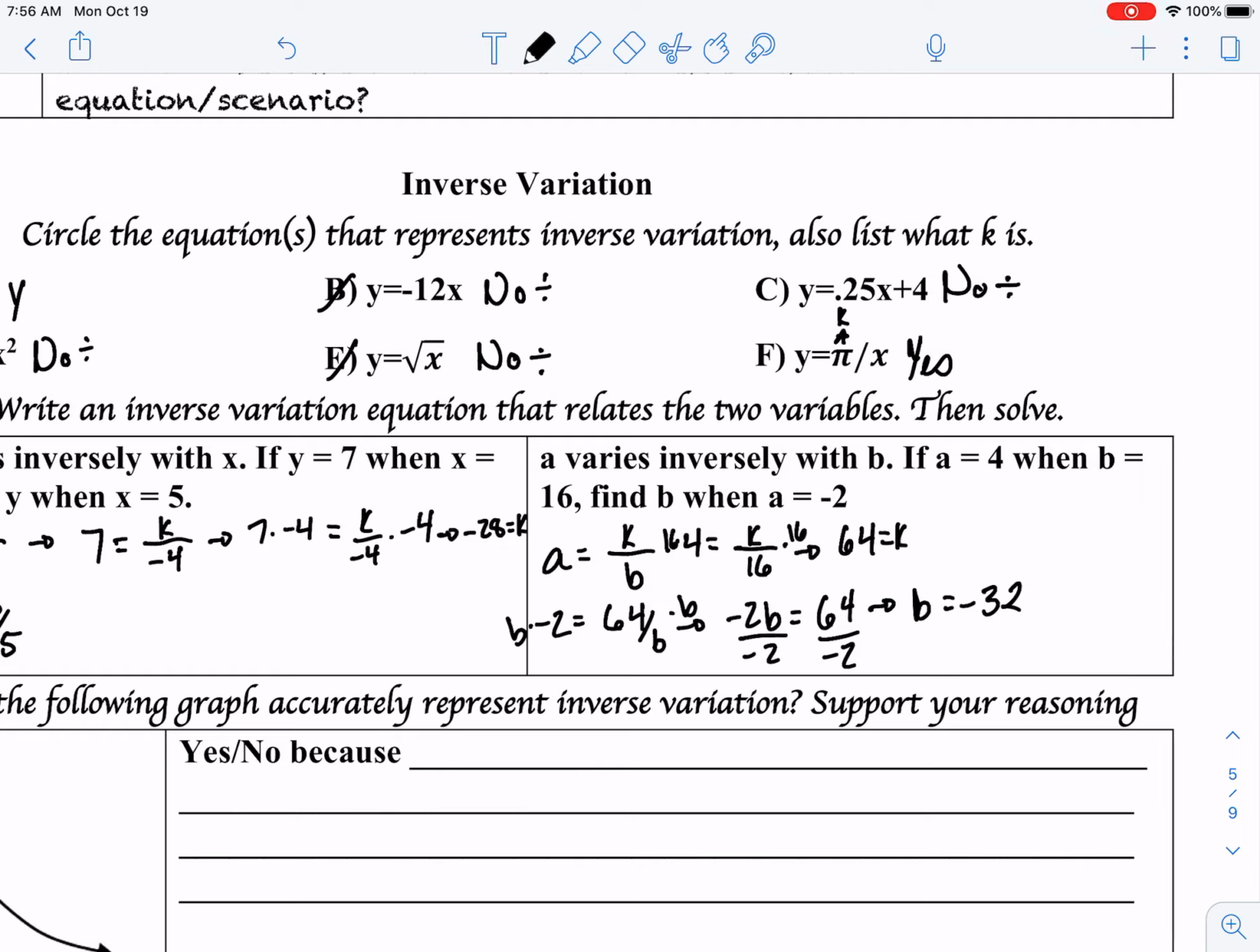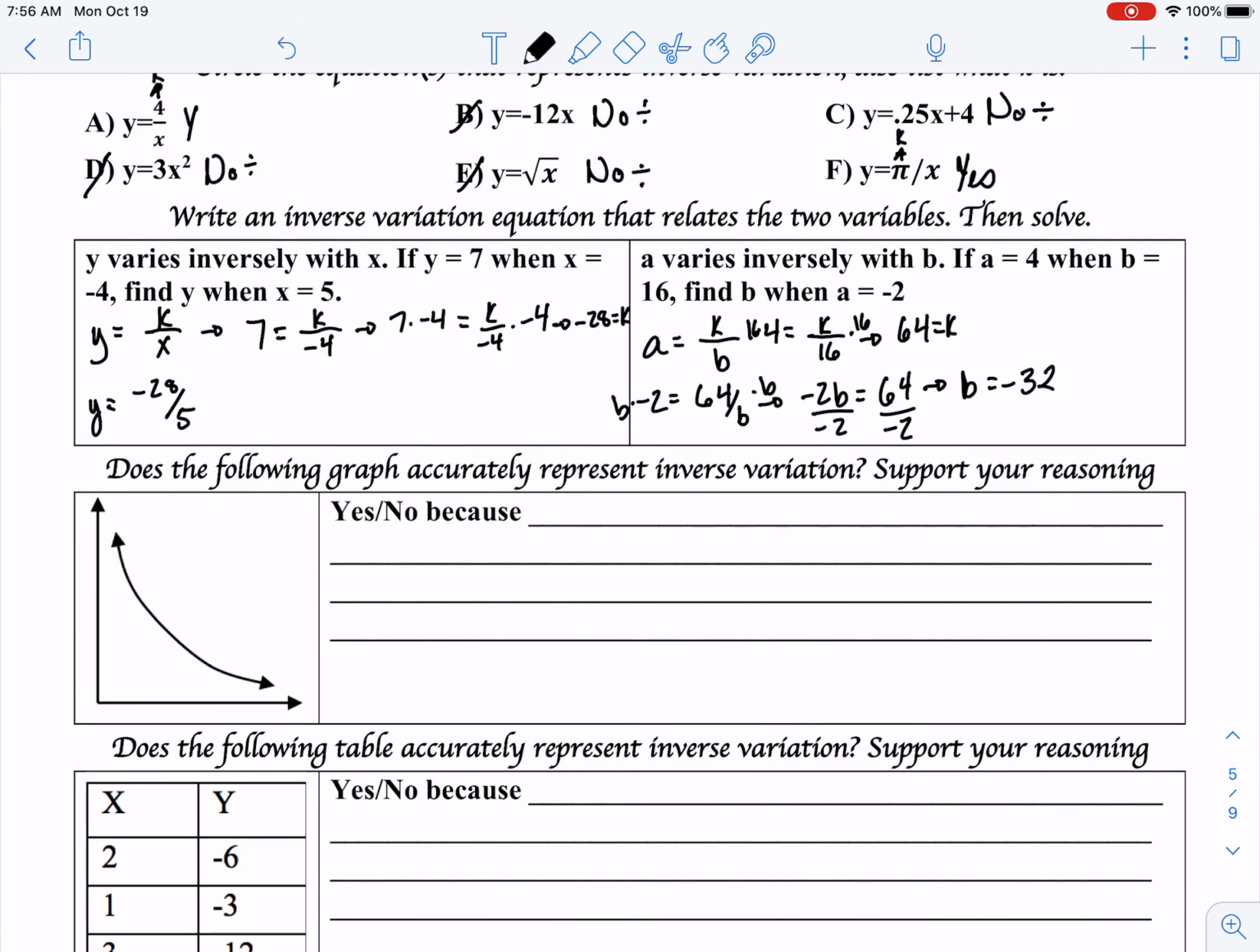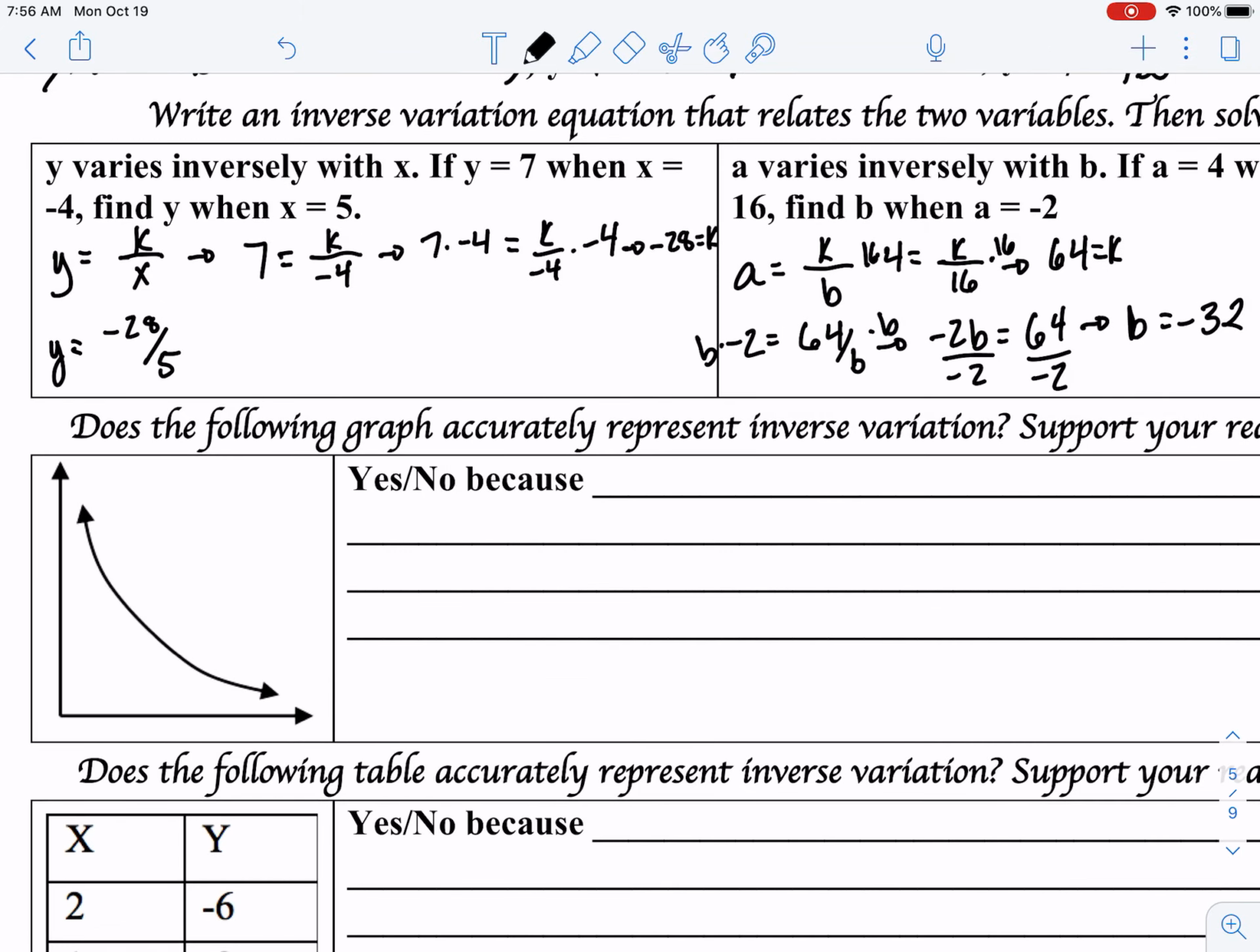All right, so if you're solving for the new value of the variable in the denominator, it's just a little bit more steps, but it's not terrible. Remember, just get rid of your denominator, then find a way to solve for your missing variable. Again, does the following graph accurately represent inverse variation? Support your reasoning, yes or no.